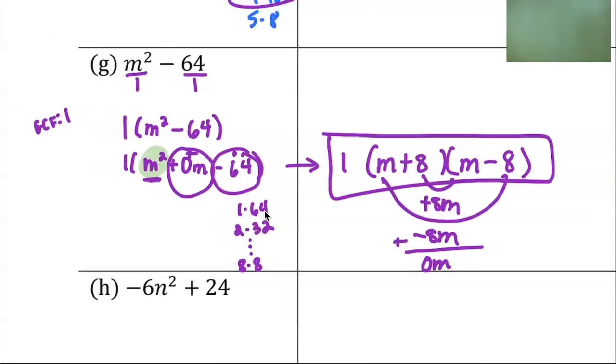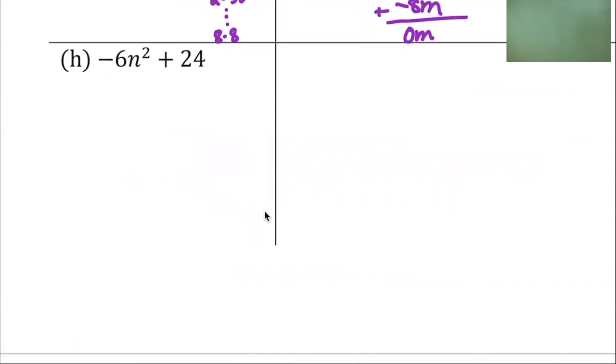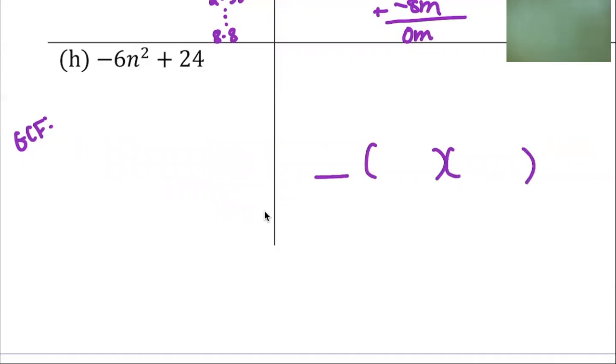So I want you guys to pause your video on part H. On this one, I'm going to leave you a hint. The GCF on this one is not 1. So make sure you take your GCF out first and then factor. But I want you guys to tell me what my final answer on this one is going to be. Pause your video and give it a shot.